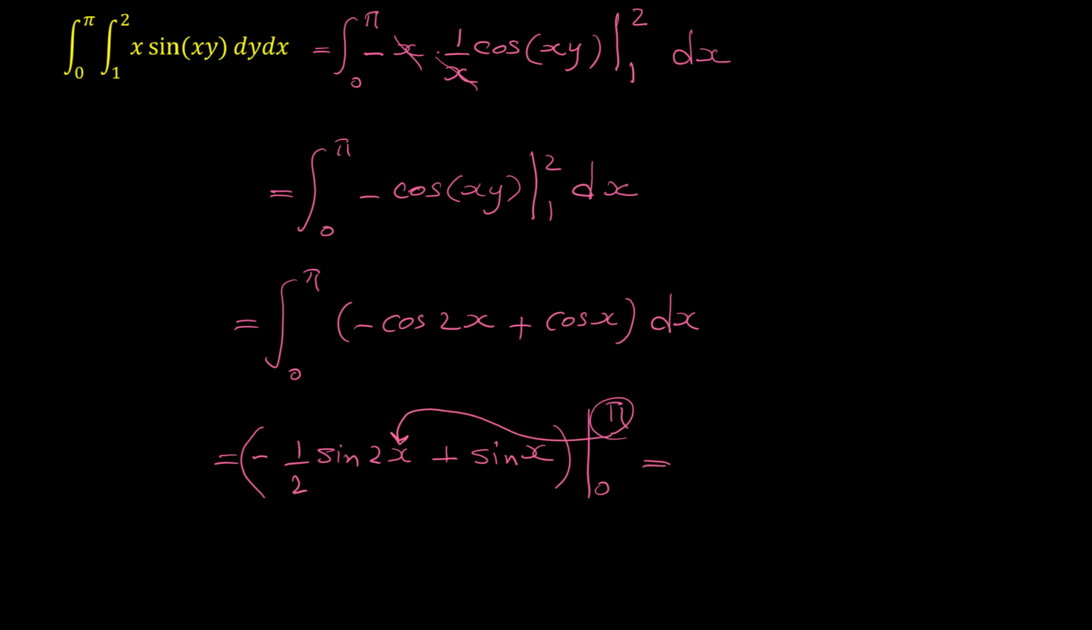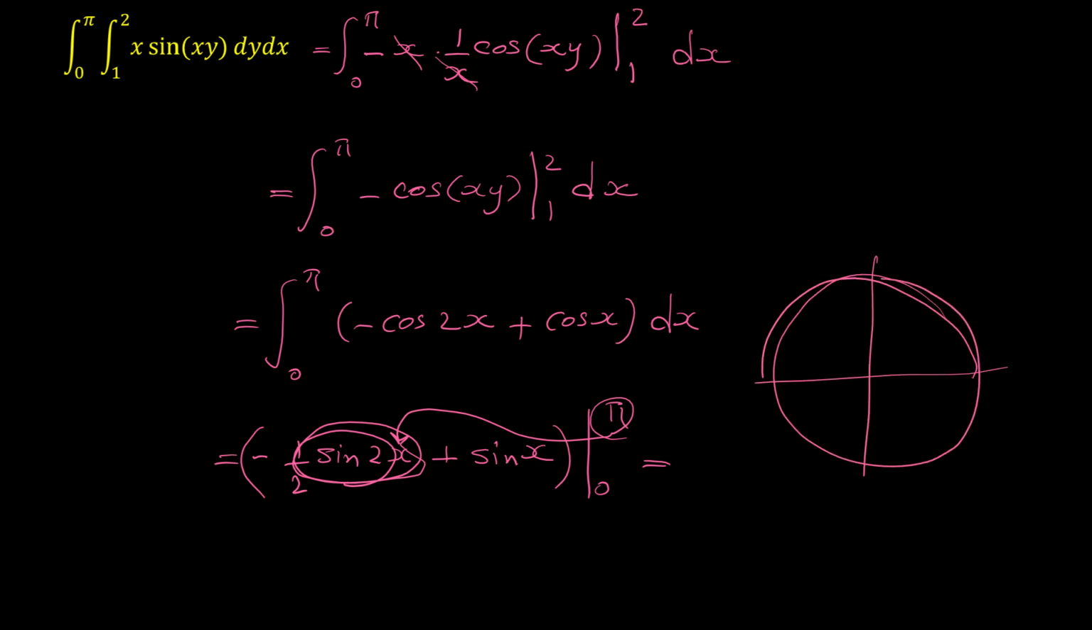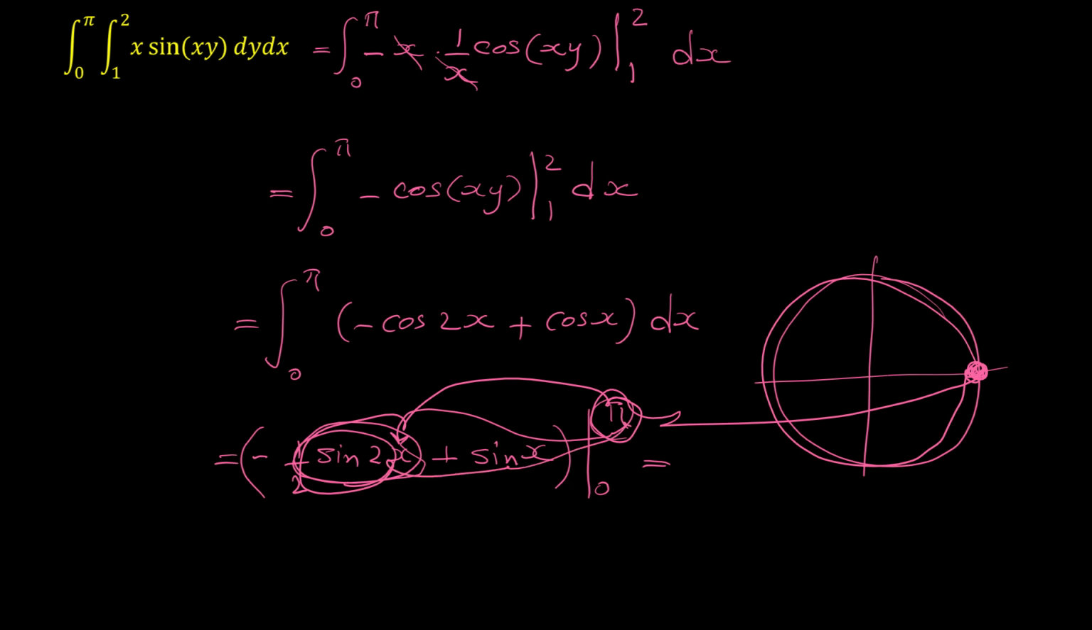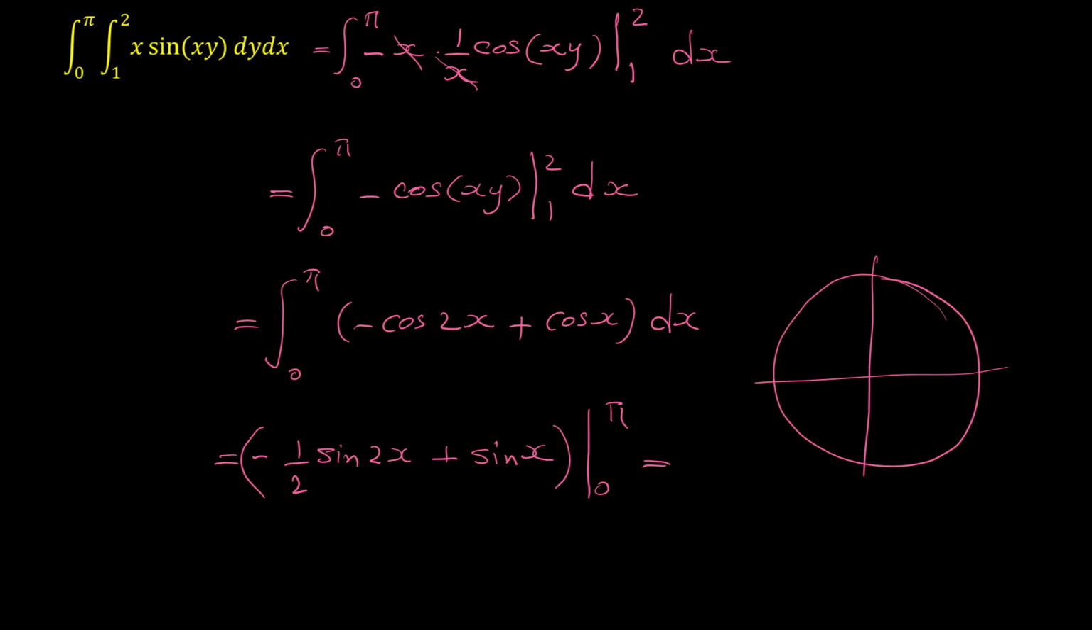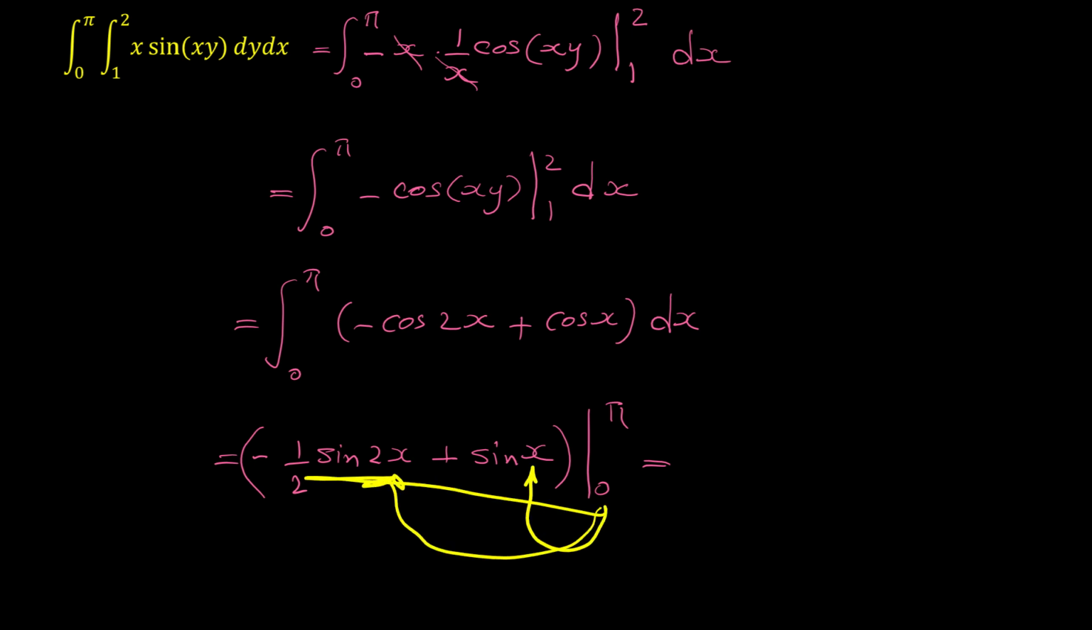If we plug in pi here, sine of 2 pi is a full circle, we are back to 0. Sine of 2 pi is 0. So when we plug in pi here, this is 0. And if we plug in pi here, sine of pi is here. And we know that at 180 degrees, sine is 0. So when we plug in pi, both of the terms are 0. And when we plug in 0, sine of 0 is 0, sine of 0 is 0. So it seems that the value of the integral equals 0.